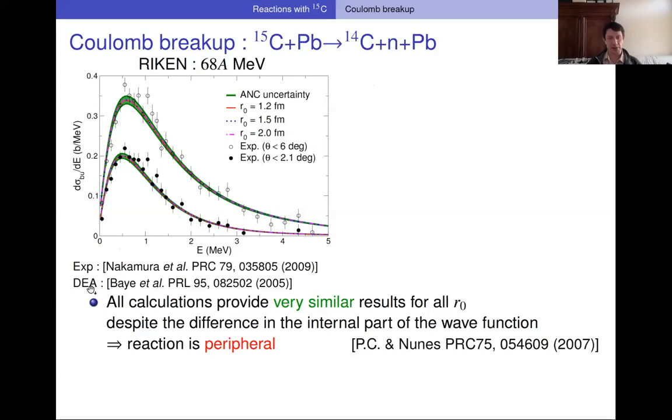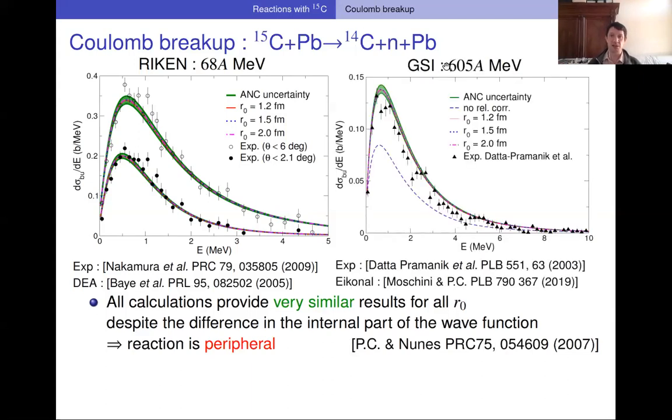We used the dynamical eikonal approximation I have mentioned before. And so we have performed the calculation with the 3 different wave functions I have mentioned before. What we see is that they all lie on top of each other. There is no difference. The green band corresponds to the small uncertainty, so the 2% uncertainty we have on the ANC. So that's what's given by this green band. So the fact that all the calculations fall on top of each other shows that the reaction is purely peripheral, which is something that we had already tested in another way with Filomena Nunes in 2007. So that's for the RIKEN data.